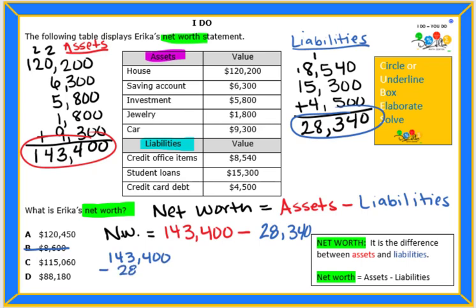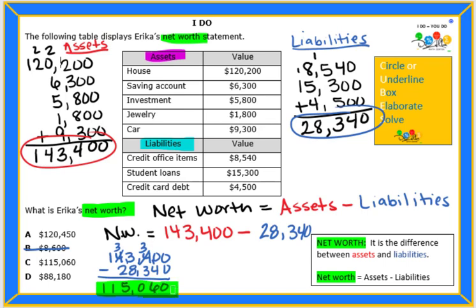143,400 minus 28,340. 0, we're going to have to regroup, borrow and regroup. That's going to be 6. 3 minus 3 is 0. Then we have to borrow and regroup again. It's going to be 5. 3 minus 2 is 1. And 1. So it looks like 115,060 is the net worth, which is C.